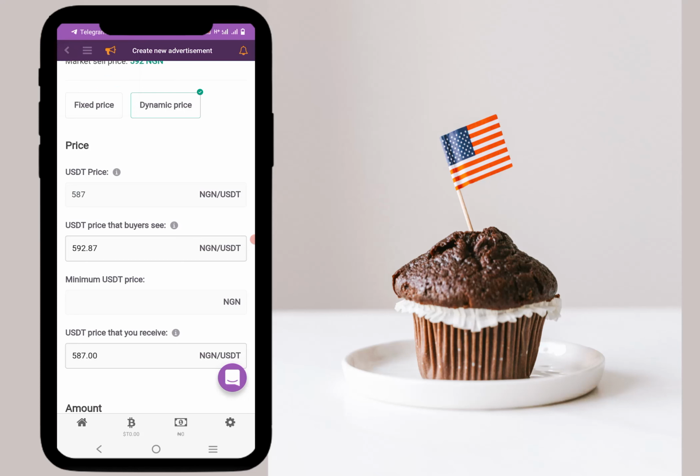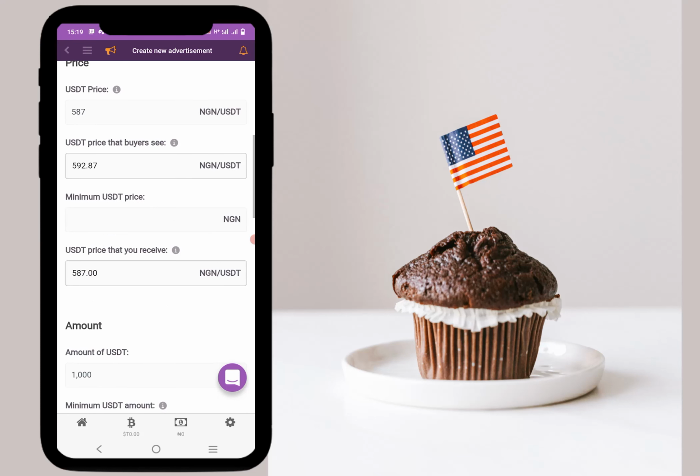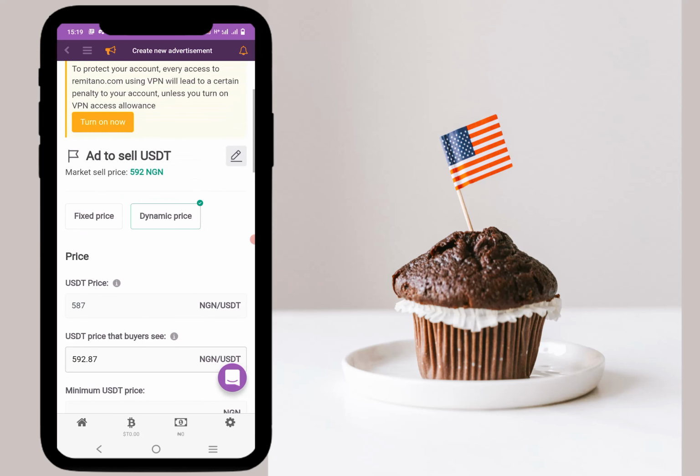I think I've obviously shown you how you can be able to create your own ad without stressing yourself. Now, in my last video, I showed you how you can purchase USDT. So you can still go take a look if you don't know how to purchase USDT. While in this one, I showed you how you can utilize the opportunity to create an ad.